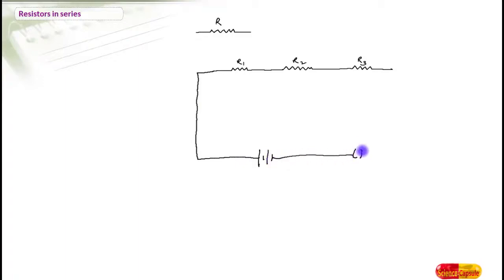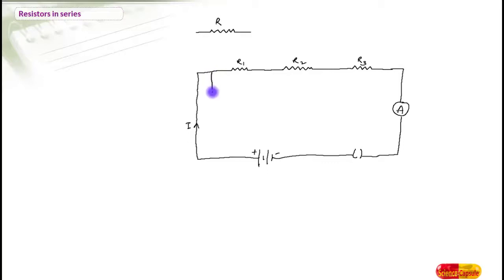Now here I am including a key. To know the current flowing in the circuit, we will include an ammeter. So this is our positive terminal and this is our negative terminal. Here is the direction of flow of electric current. In the circuit, the amount of current flowing throughout the circuit remains the same. Although we have three resistors connected in series, in the case of serial combination, the total current in the circuit remains constant. However, the potential difference across each resistor changes.